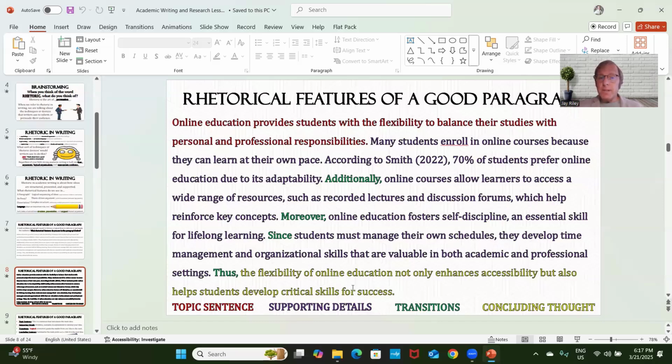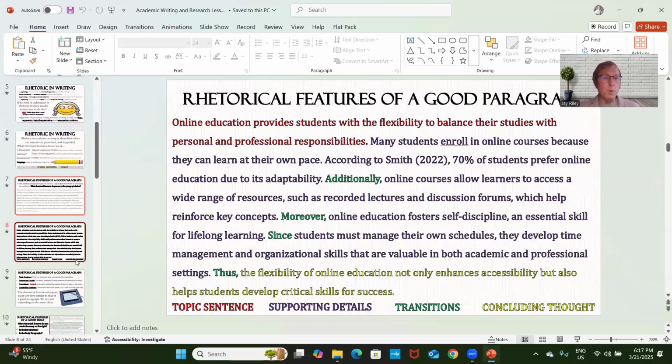And finally, in yellow, we've got a concluding thought. The flexibility of online education not only enhances accessibility, but also helps students develop critical skills for success. So they're leaving the reader with a strong concluding thought. If we were writing this paragraph as part of an essay, we would transition to our next point.